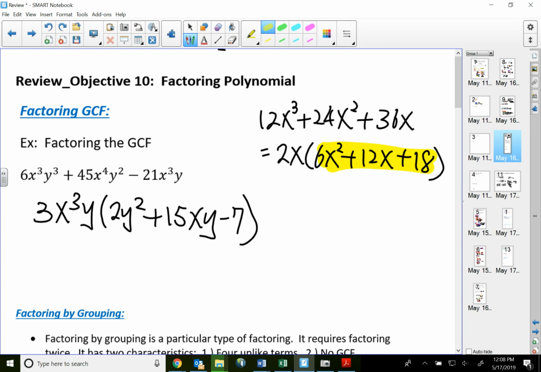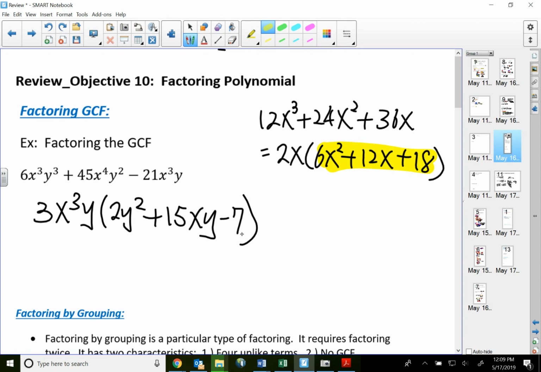answer. Okay, we normally don't check our answer by multiplying back out. The way we do it is by checking what's inside the parenthesis. Okay, to check our answer, we check what's inside the parenthesis. See if what's inside the parenthesis is factorable or not.